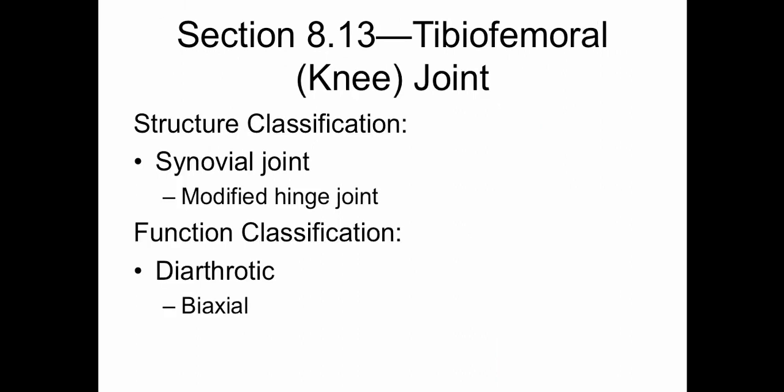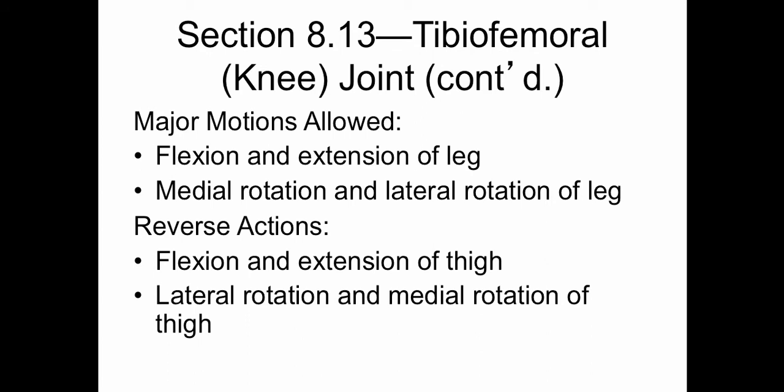The tibiofemoral joint is classified as a synovial modified hinge joint. Its functional classification is a diarthrotic biaxial joint. The tibiofemoral joint allows the axial movements of flexion and extension around the mediolateral axis within the sagittal plane. It also allows the axial movements of medial and lateral rotation around a vertical axis within the transverse plane. The medial and lateral rotation, however, can only occur if the tibiofemoral joint is in flexion. A fully extended tibiofemoral joint cannot rotate.